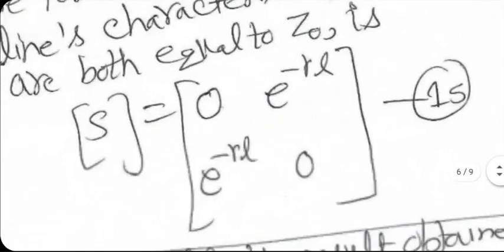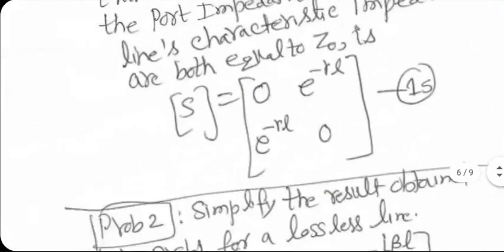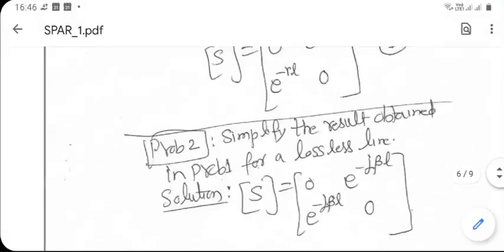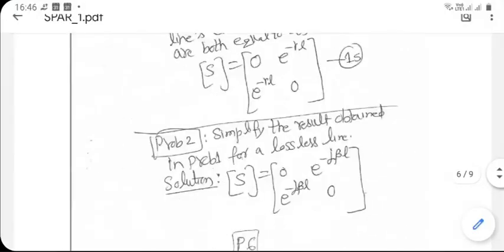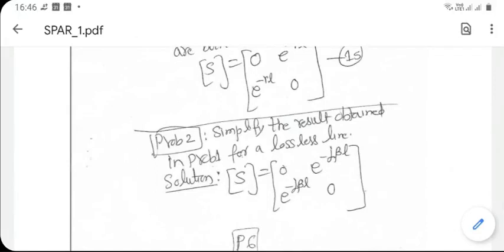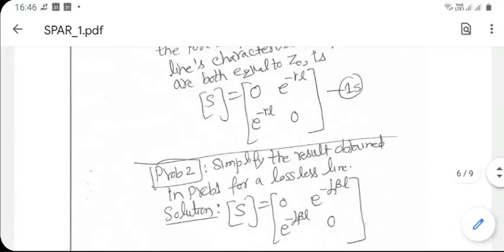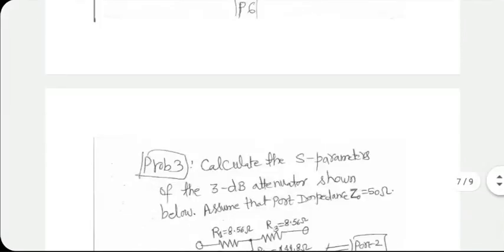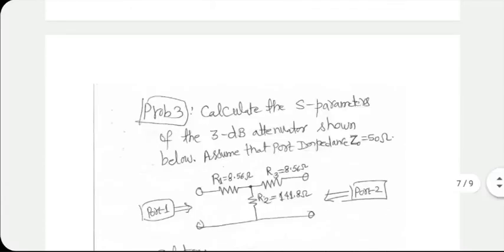I know S parameter derivations can be a little confusing. I fully understand that. And I'll give you a solution to that problem. For a lossless case, it is obvious that gamma would be replaced by j beta, right? So the second problem is very similar, very easy to figure out. Same result, but replace gamma by j beta.